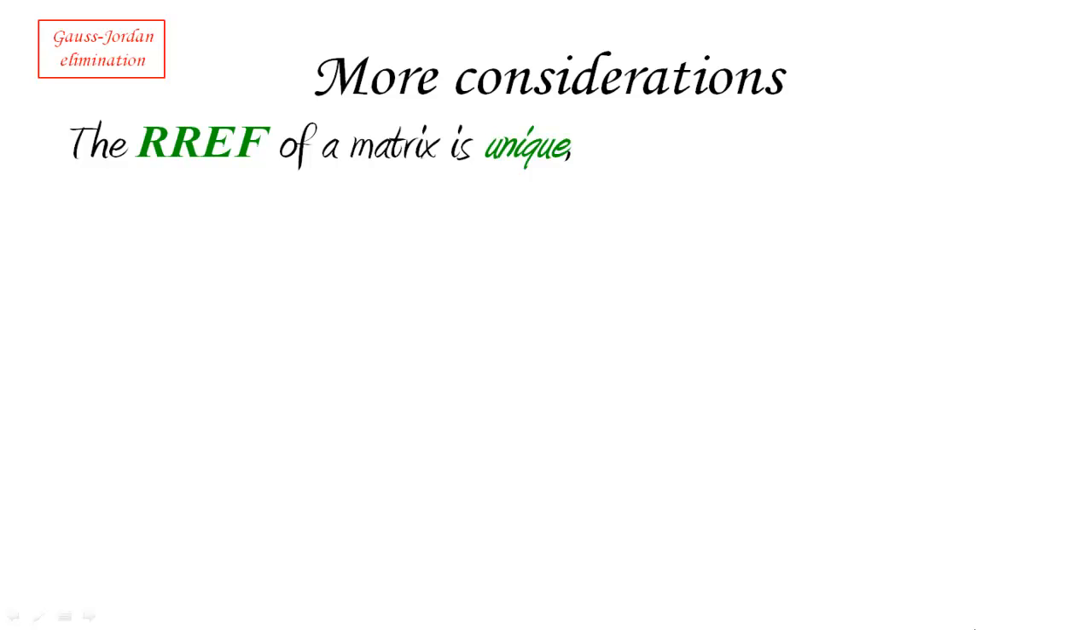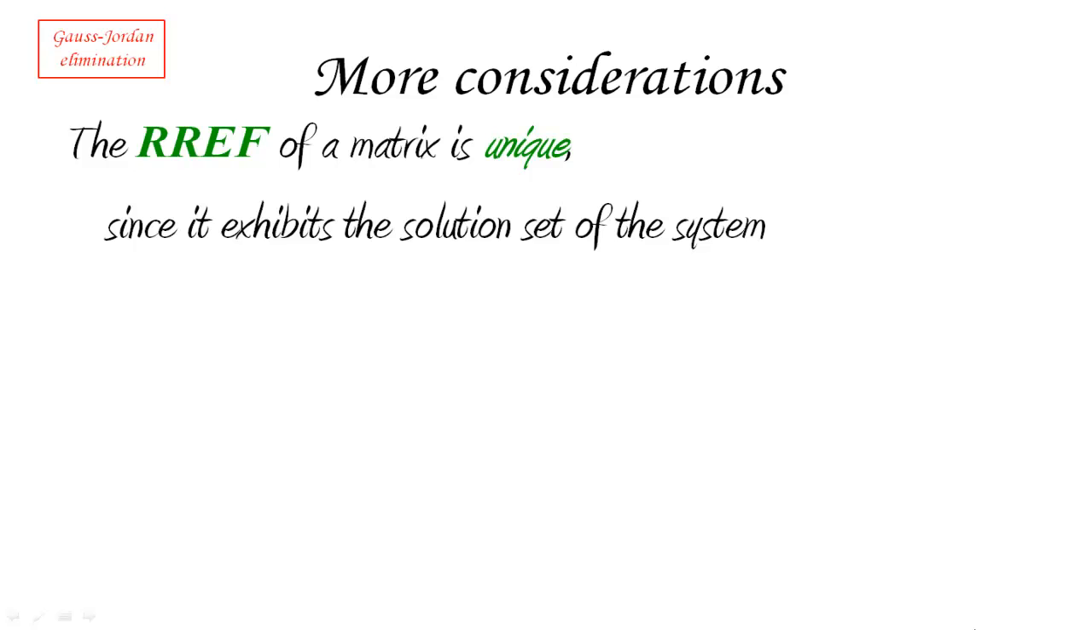Because remember that reduced row echelon form is the form in which we can read the solutions explicitly, and of course the solution is going to be the same since we're starting from the same system. So because the RREF shows us explicitly what the solutions are, then it is unique.